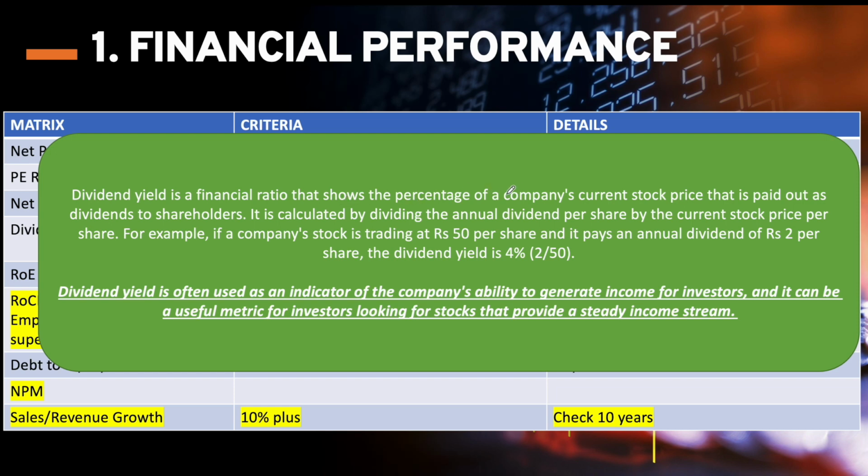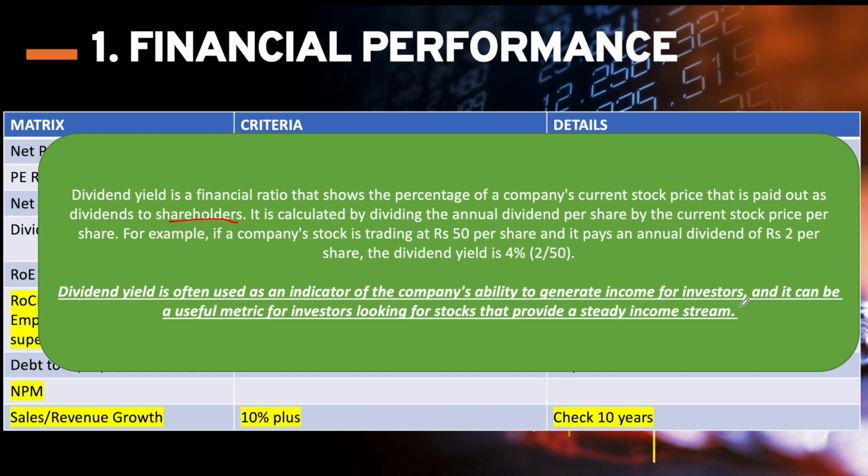It shows the percentage of the company's current stock price that is paid out as dividends to the shareholders. The calculation is easy, you can read it. Basically, it is an indicator of the company's ability to generate income for investors, and a useful metric for investors looking for a stock to provide a steady income.